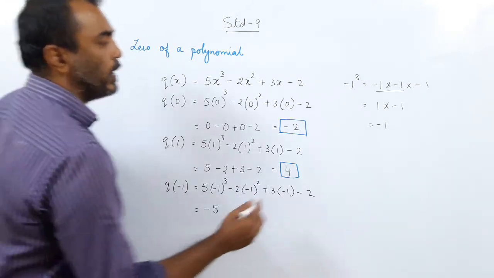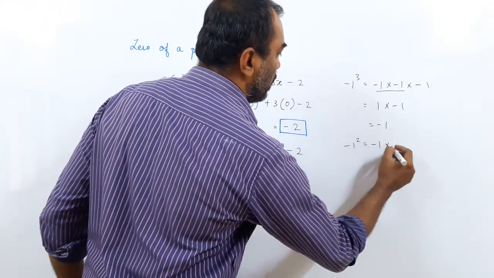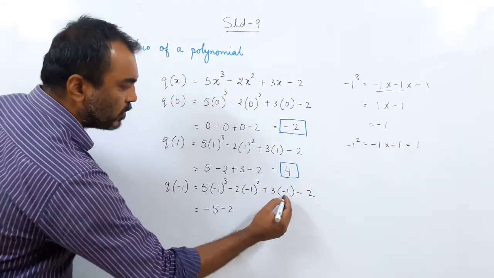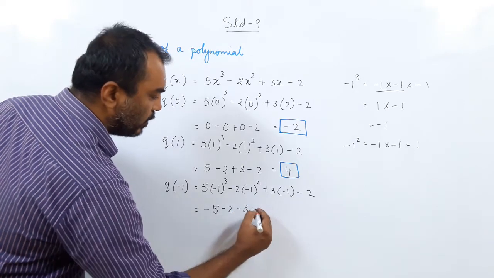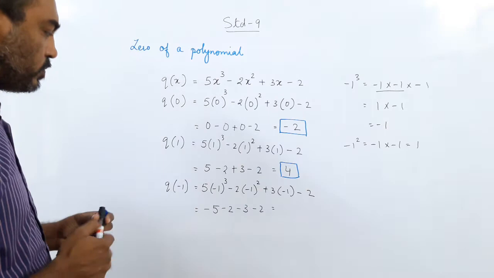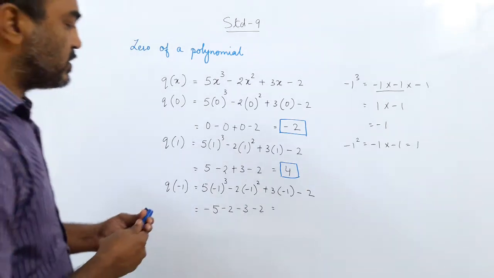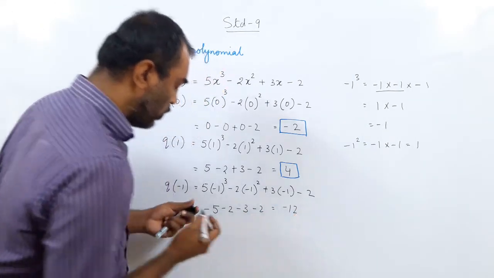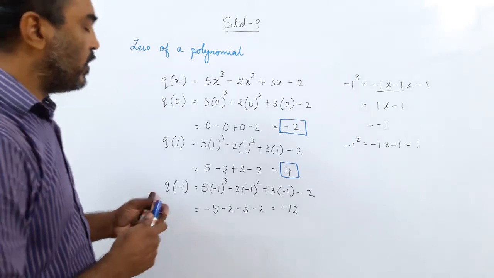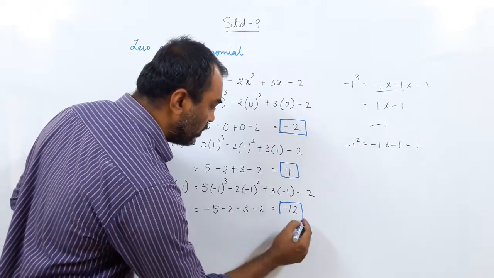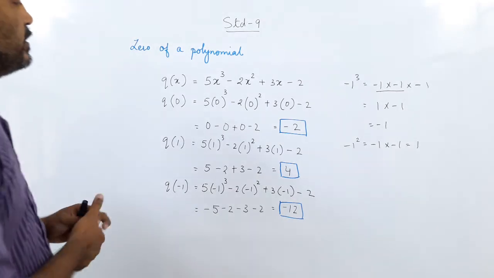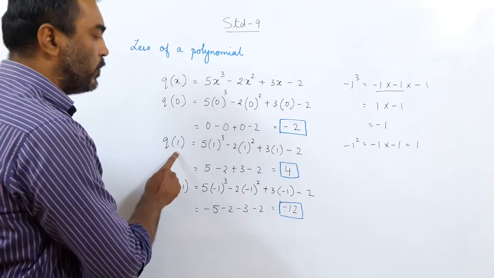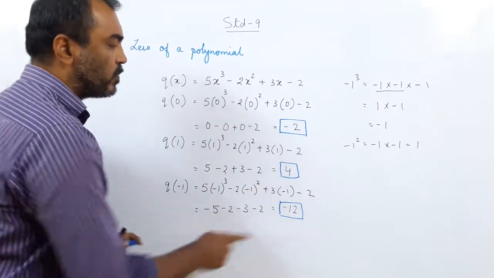Now minus 1 square. You can see minus into minus becomes plus 1, but 1 into minus 2 is minus 2, 3 into minus 1 is minus 3, and minus 2. So what did you get here? Minus 7, minus 10, minus 12. So we have got minus 12. Now what you can see here is that by putting different values of x, I am getting different values of the polynomial. When I put x equal to 0, I got minus 2. When I put 1, I got 4. When I put minus 1, I got minus 12.